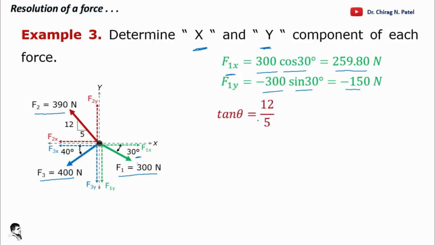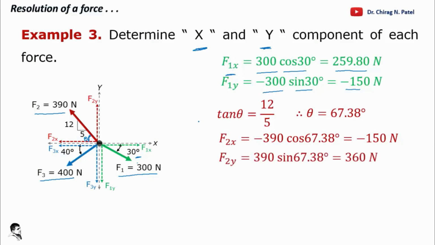Again we go for the second. So first we find out theta, that is 67.38 degrees. That theta is at this location. This is the value of theta. Apply again cos and sine. F2x, that is minus 150 Newton. F2y, that is 360 Newton.